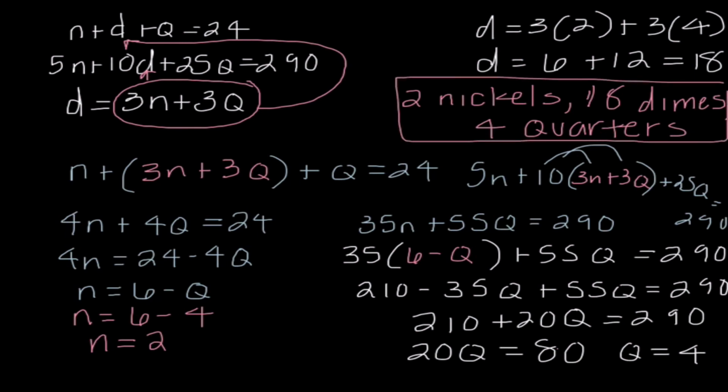Now, let's just think about that for a second. Does that add up to be 24 coins? 2 plus 18 is 20, 20 plus 4 is 24, so that's good. Is 18 3 times as many as these combined? So this would be 6 times 3, which is 18. And the final thing is, does this add up to be $2.90? So let's look at it. 18 dimes would give me $1.80, and 4 quarters would be $1, so that would be $2.80. My nickels would add another 10 cents, so I get $2.90. So I know that this is my solution to my system.